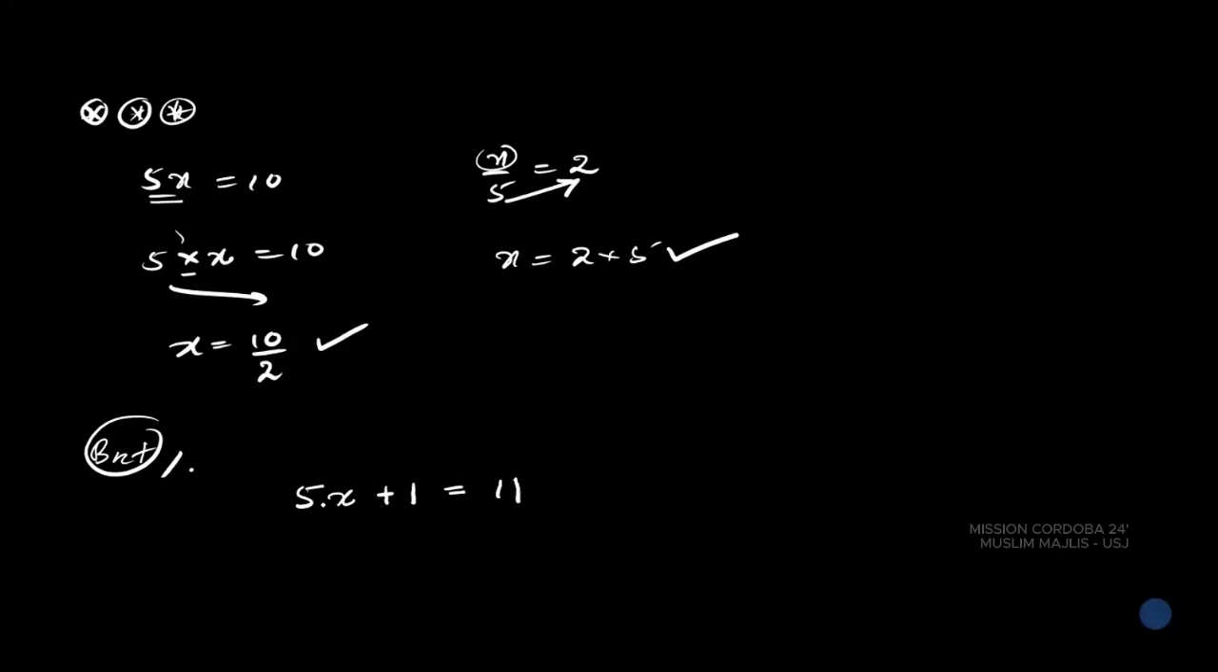You cannot directly take this 5 to the other side with the cross multiplication. Why? This 5x is bonded with this 1 with a plus sign. Or it can be a minus sign. It can be a plus sign or as a minus sign. So in such case, first of all, you have to take this plus 1 to the other side as a minus 1. Then it will give 5x equals to 11 minus 1. So it will give 5x equals to 10. Now 5x equals to 10. Like this, you can simplify it.